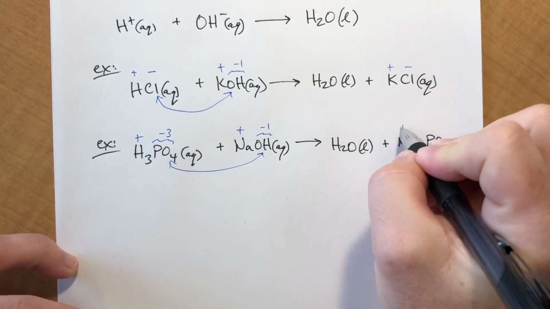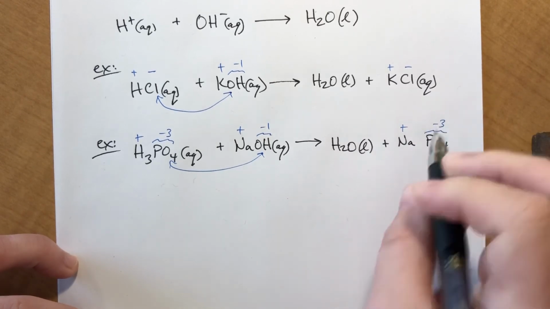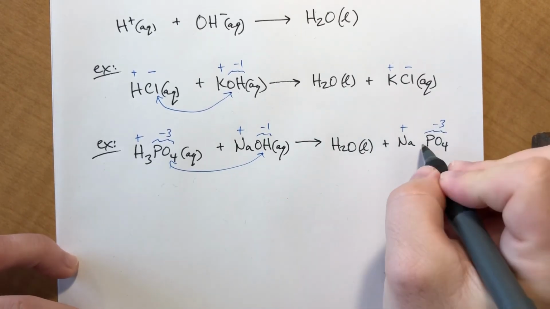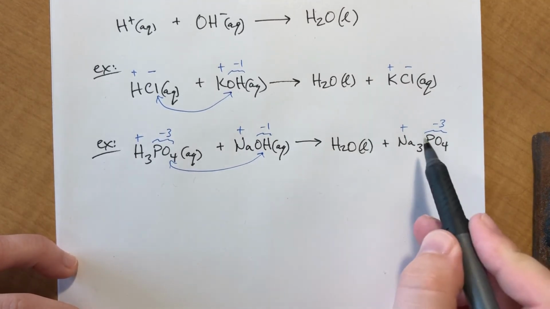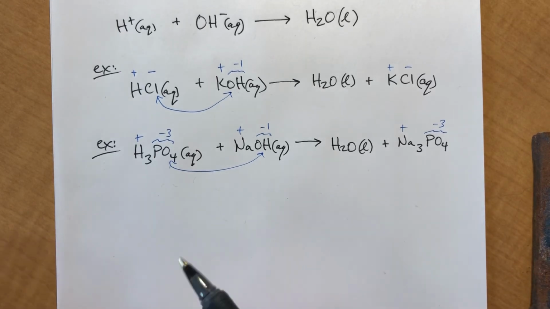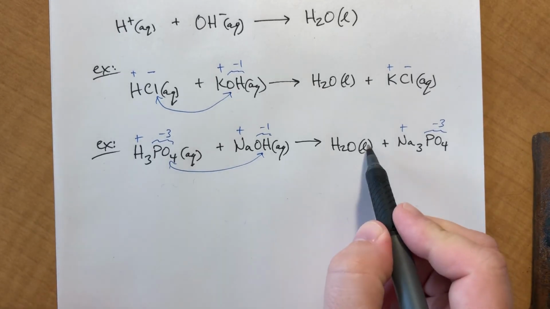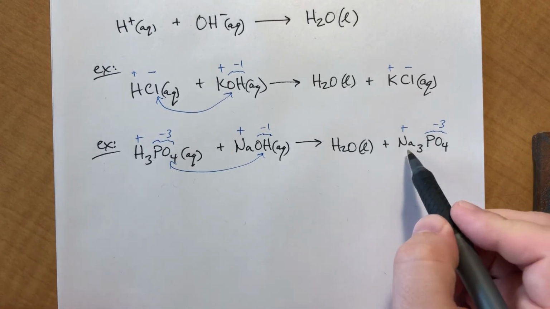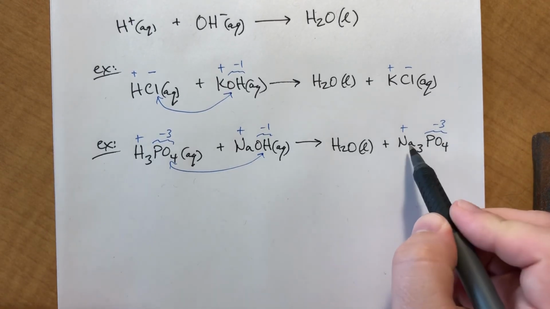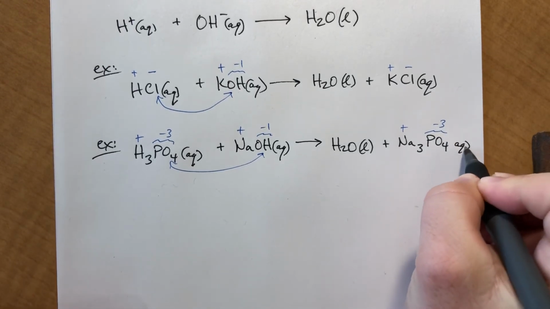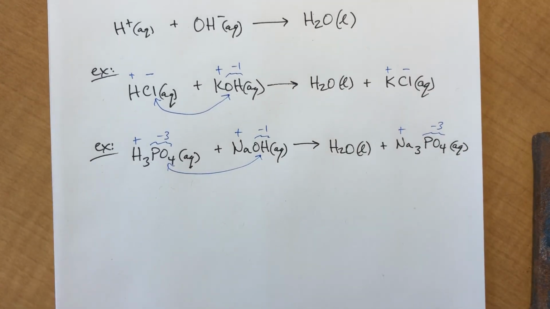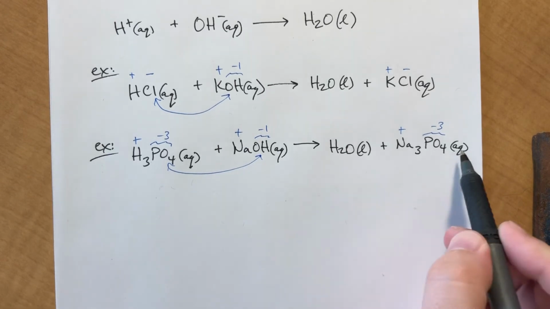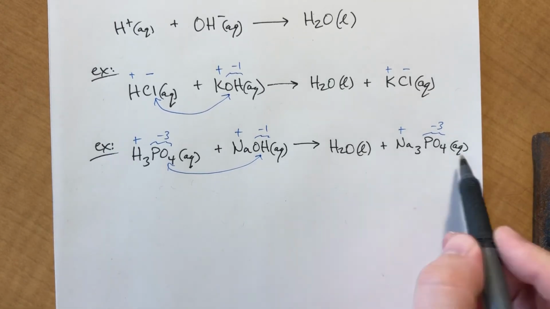Na has a +1 charge. Phosphate has a -3 charge, so we're going to need a 3 here to make the charges cancel out. Okay, so we have neutral salts, we've predicted our products. The next step is the aqueous solid part. Water is already taken care of, it's a liquid. This thing, we don't know anything about phosphates, but sodiums are always aqueous. Well, compounds with sodium as the cation are always aqueous. Okay, we have neutral salts, we have the solubility rules followed here.